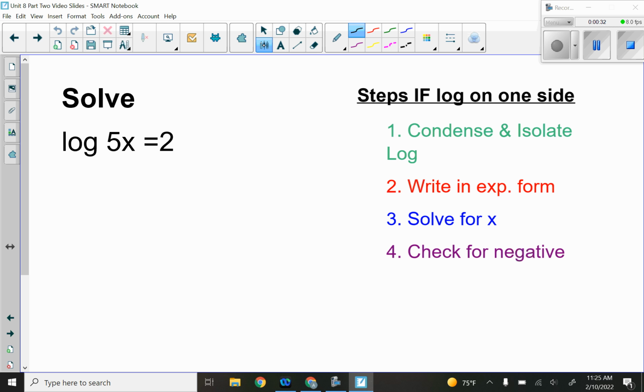So our first steps are to condense and isolate if necessary. Condensing, there's nothing I can condense on the left. We already have a single log, and that log is already isolated. So from there, we'll write it in exponential form. Remember, if you just have log, your base is 10. 10 squared equals 5x.